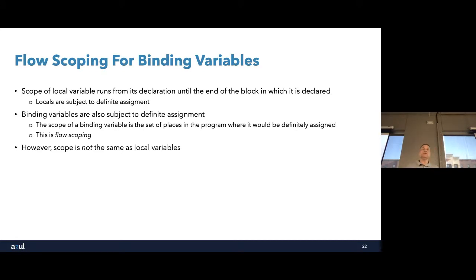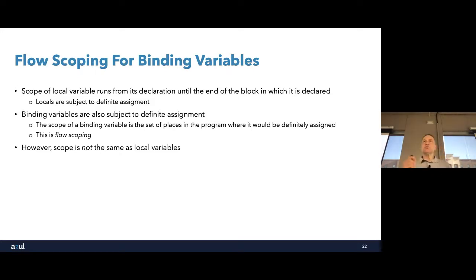The other thing is that local variables are subject to definite assignment, meaning that you as a programmer have to make sure that some value is assigned to that variable. Otherwise, the compiler will complain. It's not like instance fields that have default values, local variables have to be assigned something in the code. So binding variables work in a similar way, but slightly different.